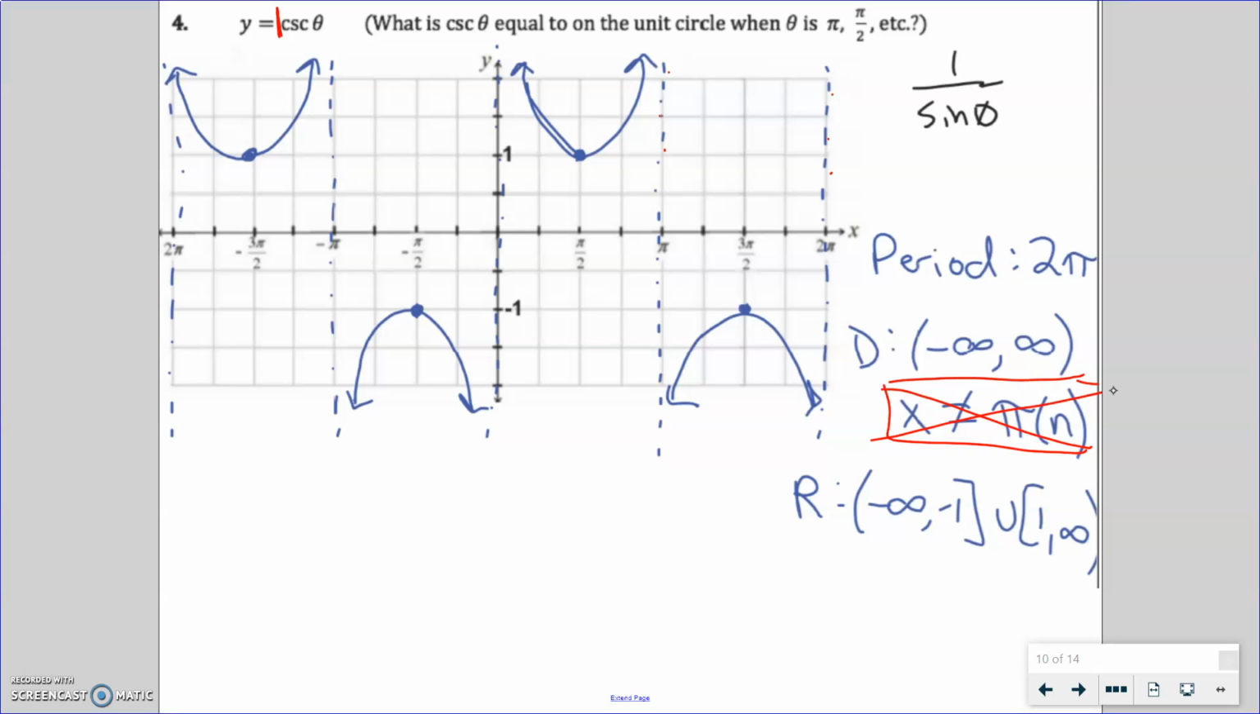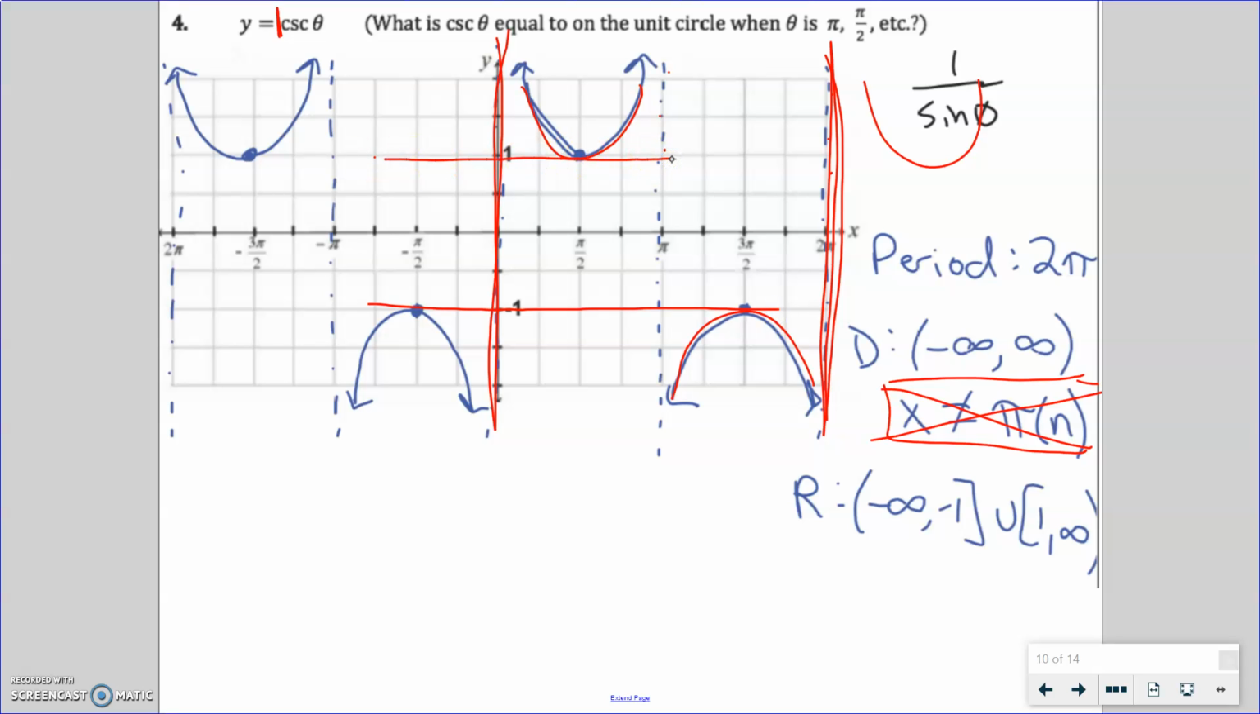The other thing to be careful of is the period for this one. If you start at 0, it doesn't actually repeat until 2 pi, because you want it to literally repeat. Even though this is a parabola and this is a parabola, the next one will be a parabola up here. So you're looking for that full cycle. The range in this case is a little bit different, right? From negative infinity to negative 1, and then it gets cut off until positive 1 and moving forward. So domain and range were a little bit different for cosecant.